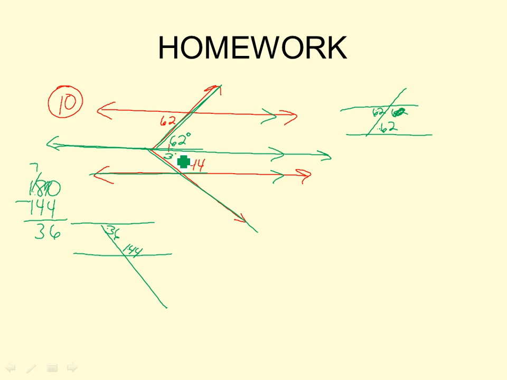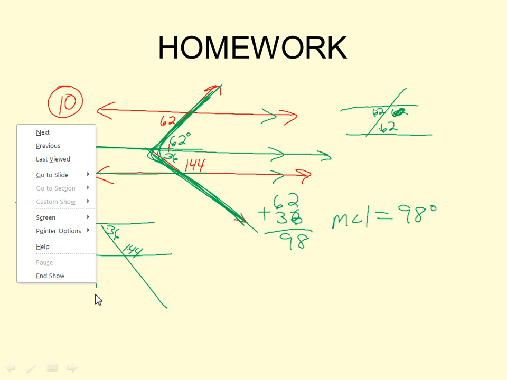That means this part right here is 36. Well, we want this whole angle, so all we're going to do to find that whole angle is add 62 plus 36. And you get 98, so the measure of angle 1 equals 98 degrees. So hopefully that'll help you a little bit with the packet. Make sure you do the rest of it. That will be turned in.